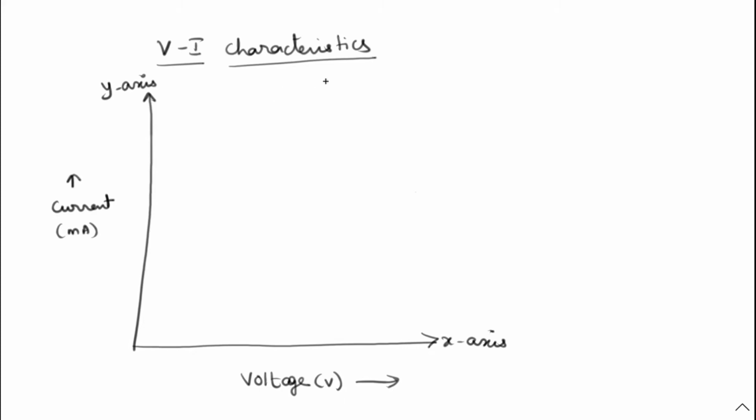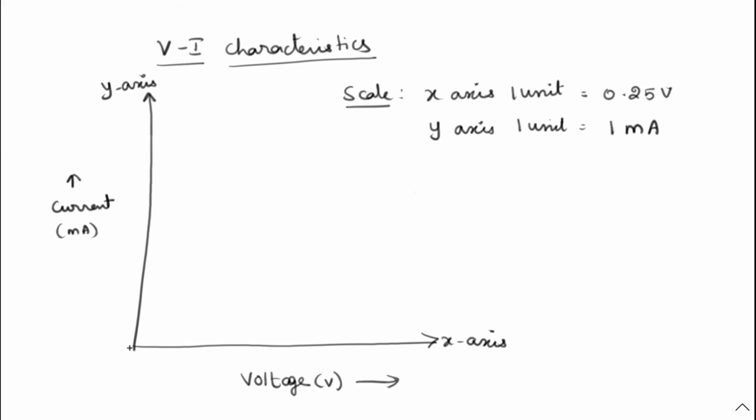Immediately we have to write the scale. What is scale? X-axis 1 unit is equal to 0.25 volt, we only fixed, and then y-axis current is increasing in 1 milliampere, that's what 1 milliampere we have to consider. So it's 0 origin, so 0.25, 0.5, 0.75, 1, 1.25, 1.5, 1.75, up to 5, maximum is 5 volt. And then here y-axis 1, 2, 3, 4, like that we have to take up to the maximum value, how much we are getting in the graph, accordingly we have to draw that.